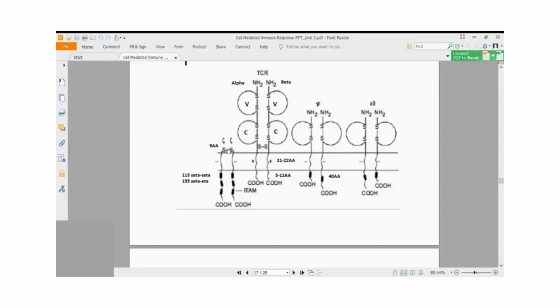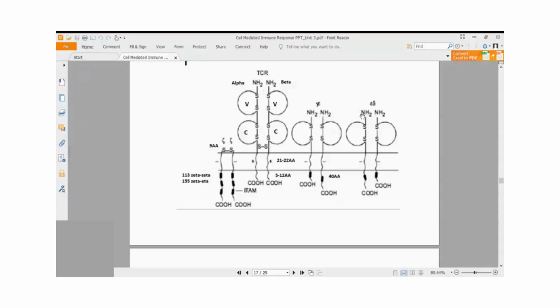Similarly, the zeta zeta, even though it has a very short extracellular domain, even if you block that, the signal transduction will be incomplete. T cell activation is prevented. Therefore, to cure certain autoimmune disorders, monoclonal antibodies have been developed to block the T cells so that the T cells will not be activated and will not facilitate activation of the autoimmune response, by developing monoclonal antibodies against the NH2 domain of the TCR or the NH2 domain of the gamma epsilon or epsilon delta.